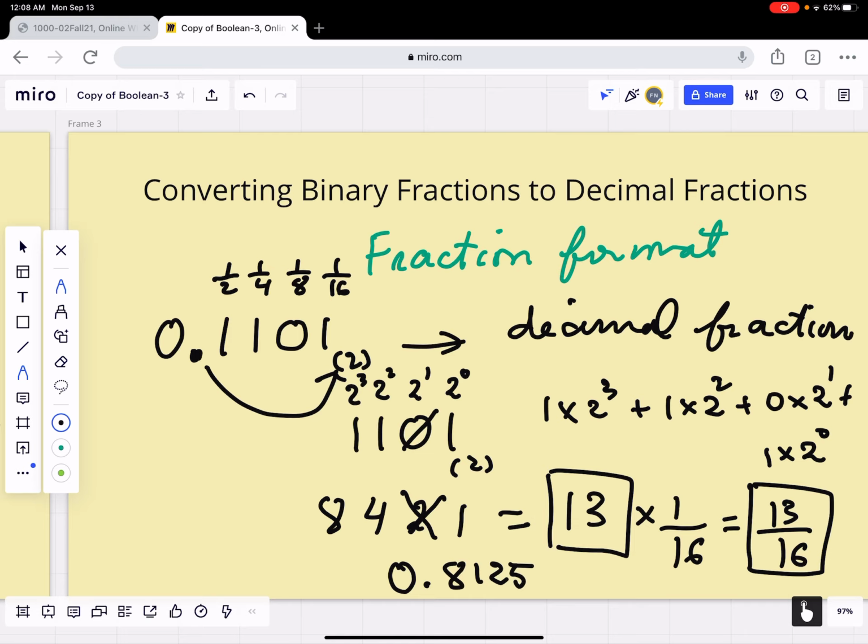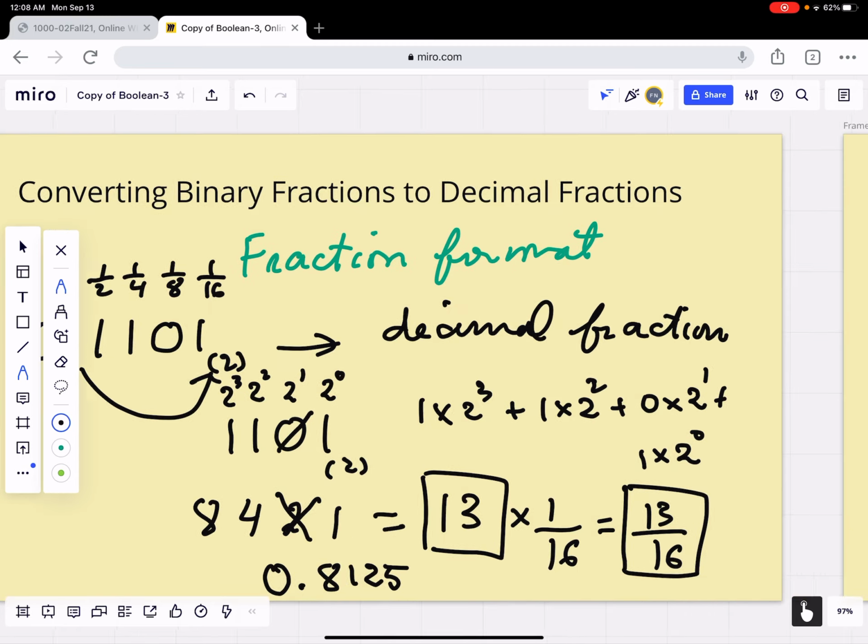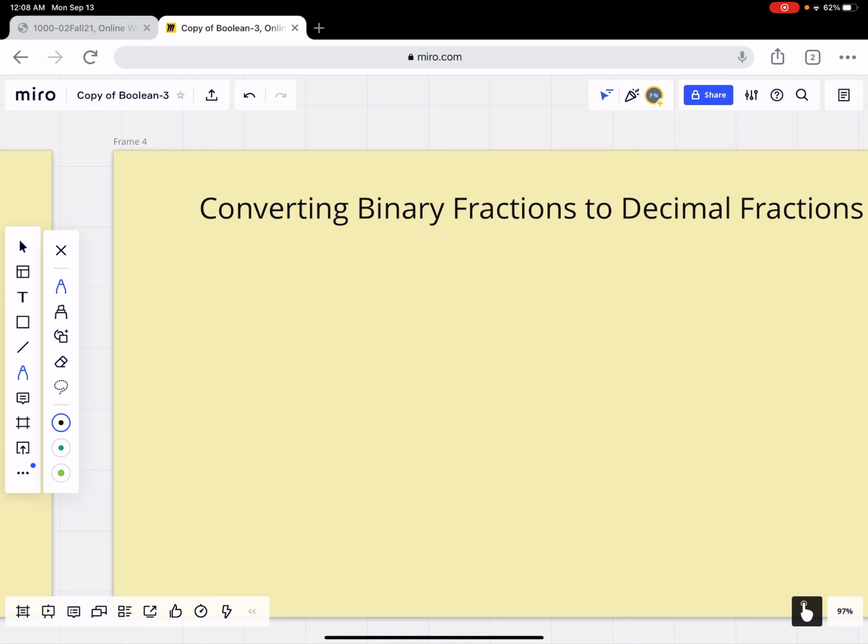All right, let's do another example. Let's say I have a number on page 24, let me write down different numbers. So you have 11.101, and you want to change to decimal fraction using the fraction format. So the book says that you just move how many places to the right. In this case, you got 3.